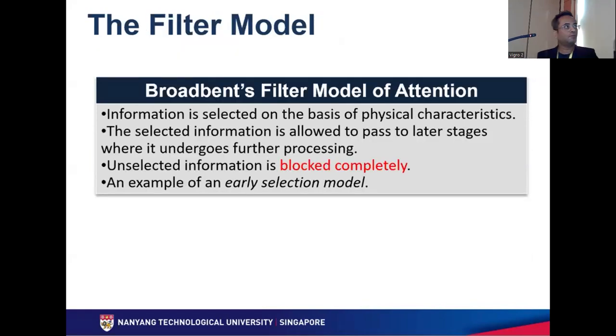So, a long time ago, Broadbent's filter model of attention proposed that the way something gets our attention is that information is selected based on physical characteristics. And this selected information is then passed through various stages in your memory, and it lands in your short-term memory. It has to land in your short-term memory before you can do anything with it, whether you want to spread the news and so on and so forth. Unselected information is blocked completely.